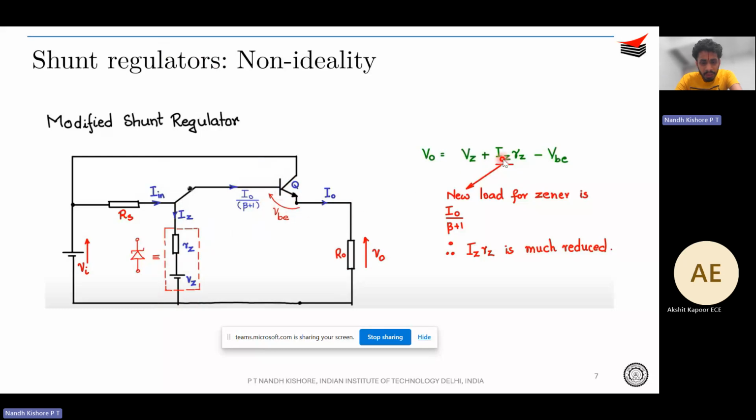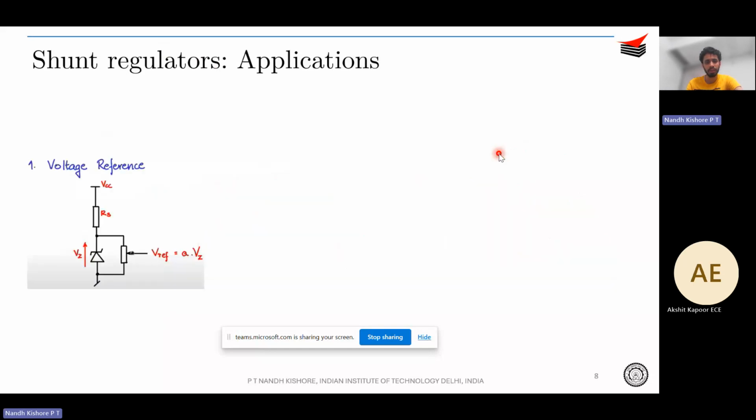But more importantly, what is your IZ now? You see that for the Zener, the load is now simply the base current of the BJT, right? And base current of a BJT, as you know, is very small. In this case, I naught is the emitter current, so I naught by beta plus 1 will be IZ, right? So your IZRZ is going to be much, much reduced. This is your modification in the shunt regulator in order to have better regulation, to compensate for this IZRZ drop.